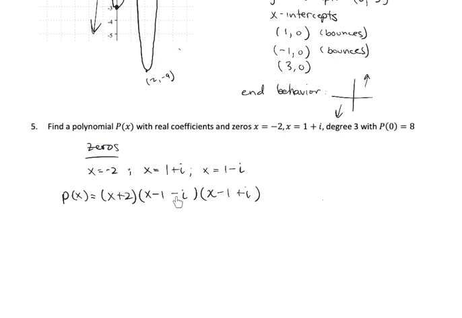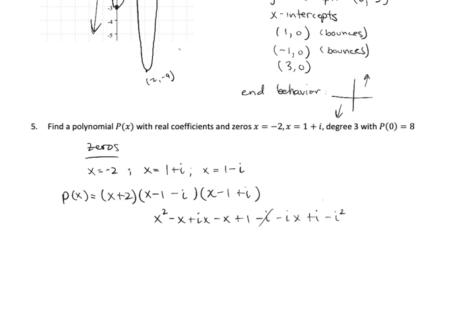Now next, we're going to multiply these two factors together. So starting with the x, multiplying all three of those terms, x times x is x squared, x times negative 1 is negative x, x times i is ix. Now we're going to multiply the negative 1 to all three of those terms. So negative 1 times x, negative 1 times negative 1 is positive 1, and negative 1 times i is negative i. Finally, we're going to multiply the negative i to all three terms. So that's negative ix. Negative i times negative 1 is positive i, and negative i times positive i is negative i squared.